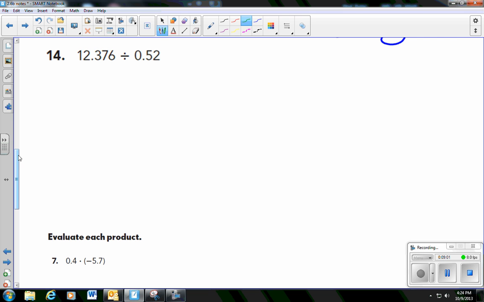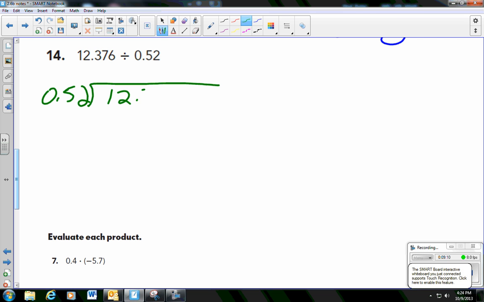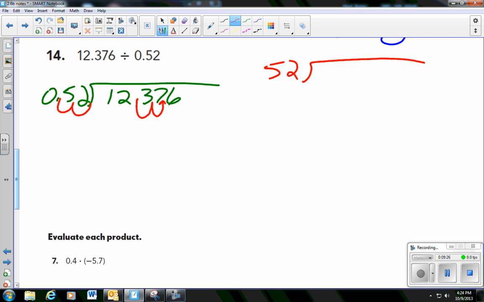All right, so again, division symbol, 0.52 goes on the outside, and 12.376 goes on the inside. So again, we need that outside number to be a whole number. So this time we need to move it 2 places to the right, and that's multiplying it by 100. So the inside one moves 2 places to the right. And what we have then is we have 52 on the outside and 1,237.6 on the inside, and bring our decimal straight up.